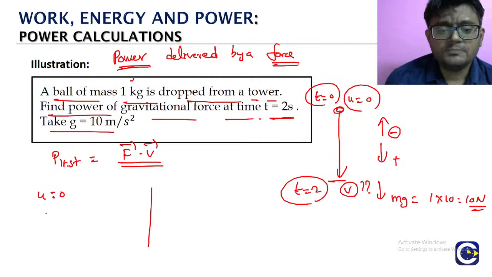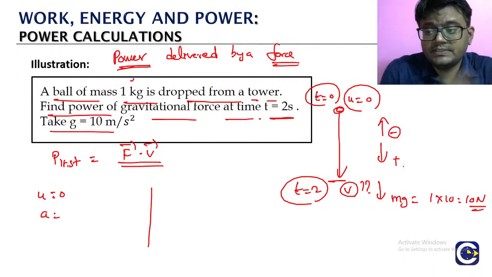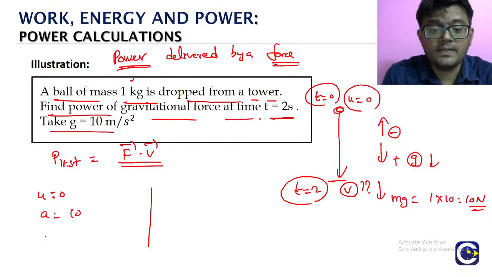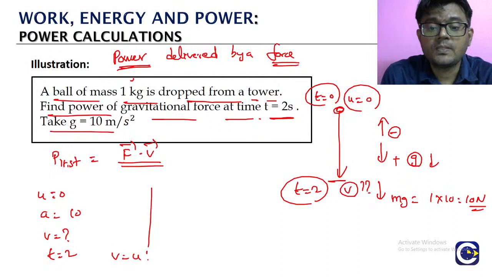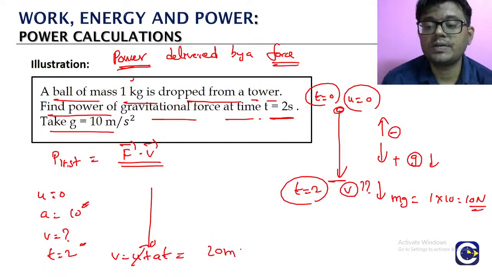Initial velocity is 0. What about the acceleration? It is falling under gravity, means it will have an acceleration of g downwards, but here we are choosing downward as positive, so it will be 10. We want to find what is the v. Time is 2 seconds. What is the formula? V is equal to u plus at. Means u is 0, so v is equal to a into t. A is 10, t is 2. So 20 meter per second.